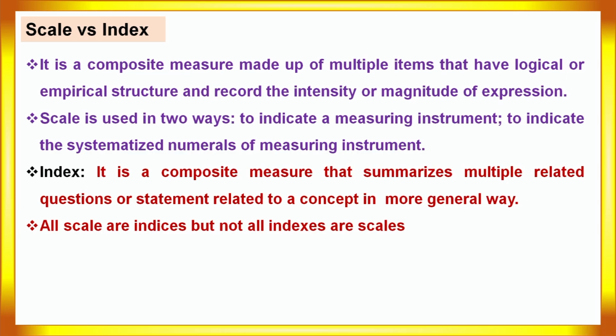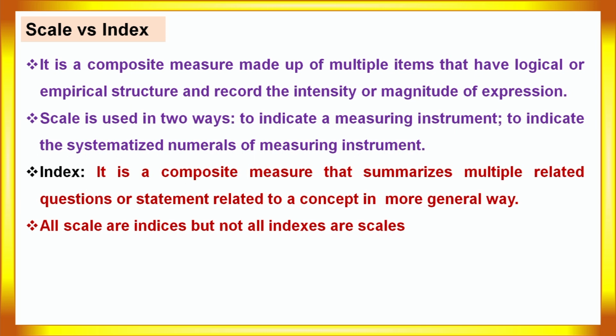The second aspect is that the scale comprises a number of items which are logically as well as empirically structured. Logically and empirically structured means the items must have a sequence, and the sequence must have meaning. For finalizing those items, a number of statistical methods are used, which tell how much weight each statement has, or whether all the statements in the scale are equal. We will come to aspects like weightage in later stages.